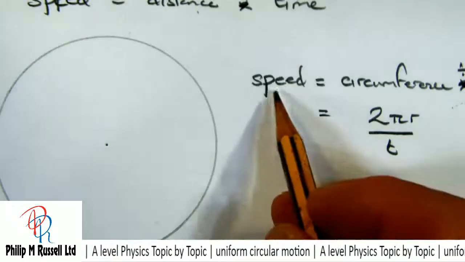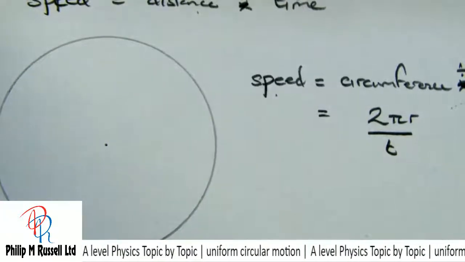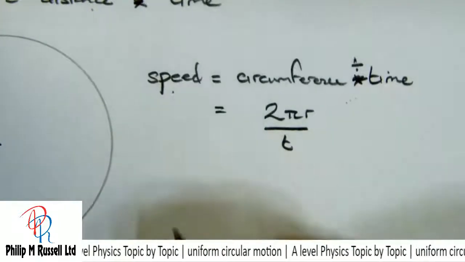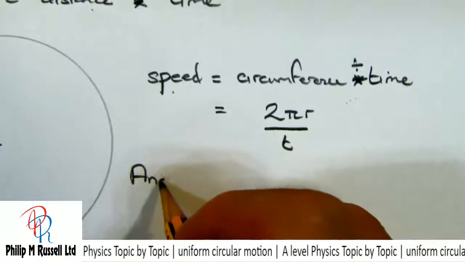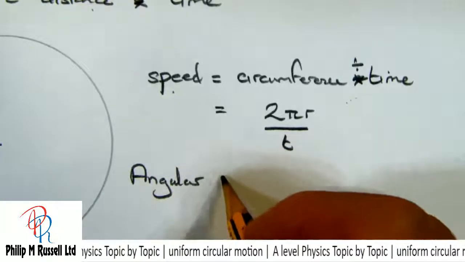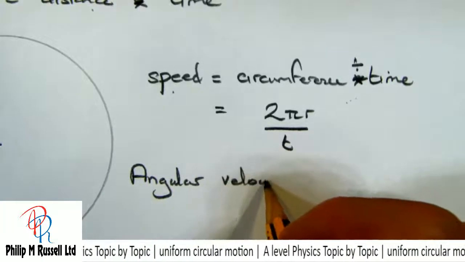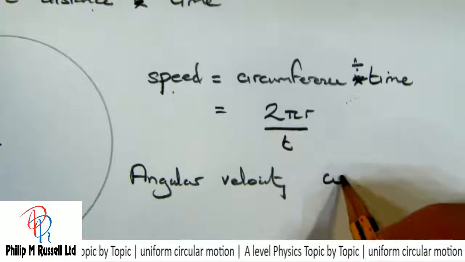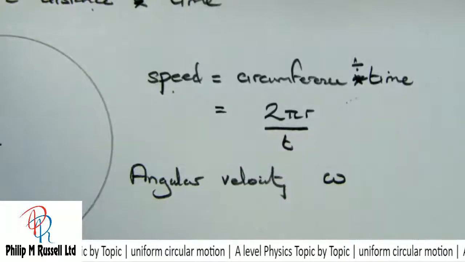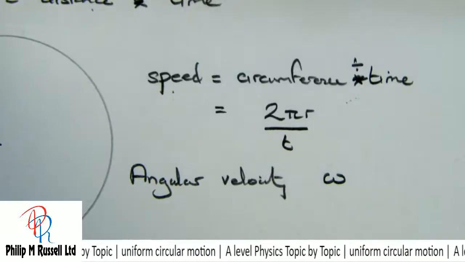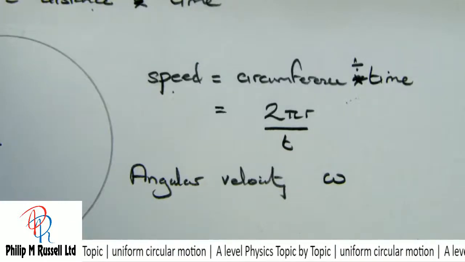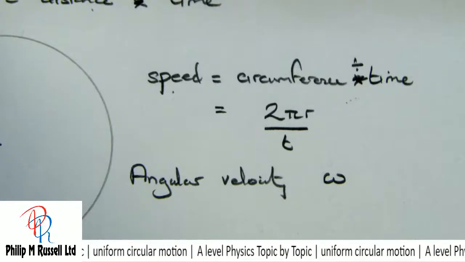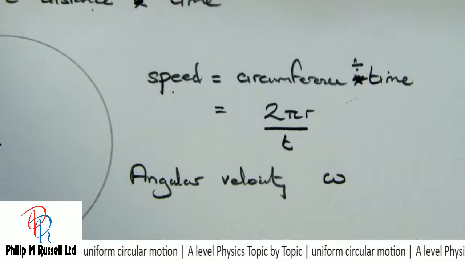Now I want to use the word velocity, but I can't use the word velocity, so we come up with a new term, angular velocity, and we give that the symbol omega, this W. Right, now the angular velocity is the angular rotation that occurs each second.